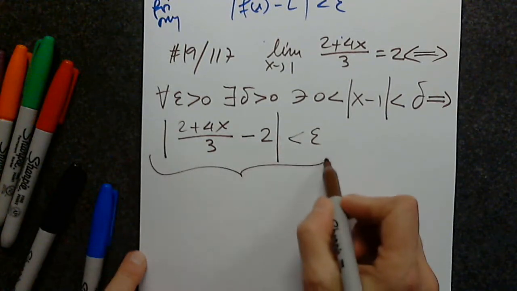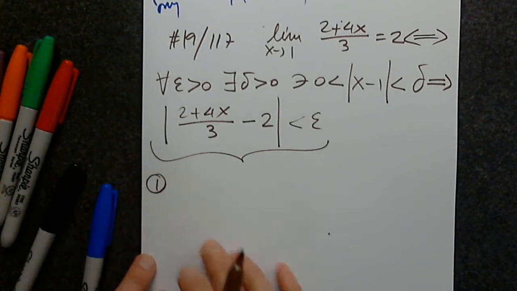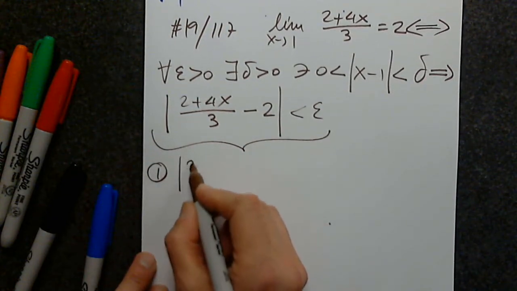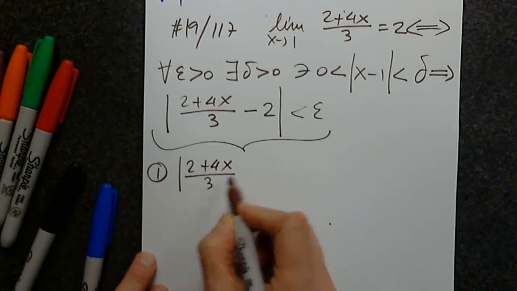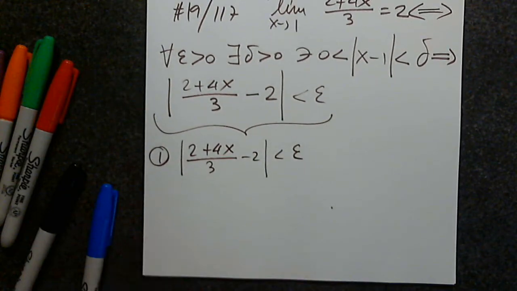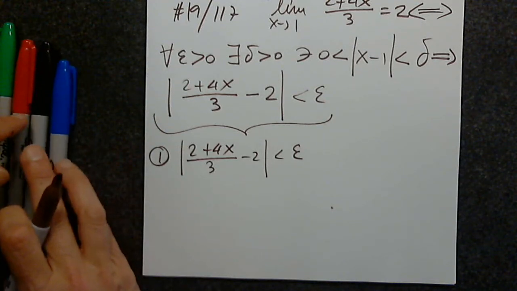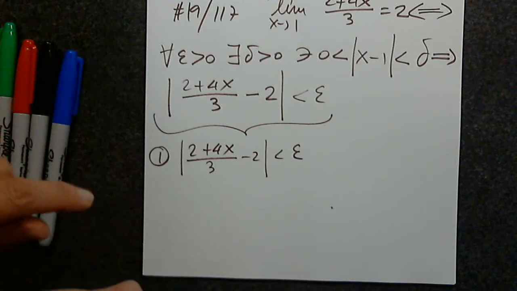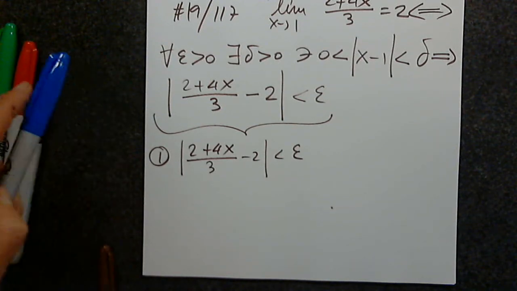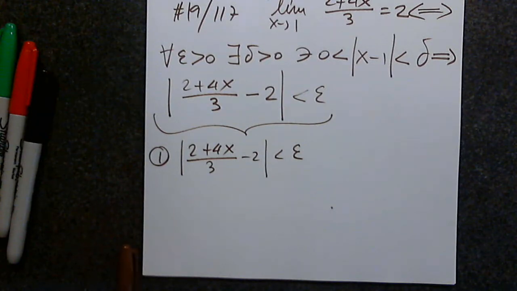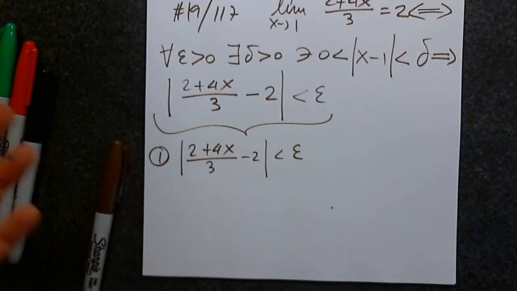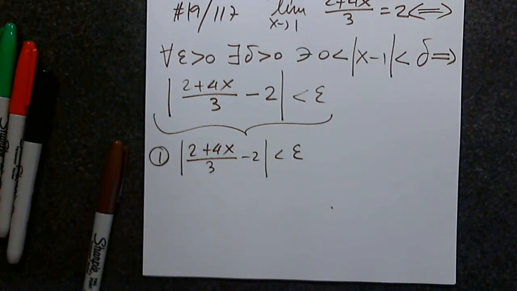So here's how we prove this. We start from the end. So this is step 1. We start with the absolute value of (2 plus 4x) divided by 3, minus 2, less than epsilon. And we look at this, and what will you do? If you know nothing about calculus, what will you do? I find the domain. I have two fractions to subtract. If I know nothing, I will still subtract those two fractions. Of course, there is nothing else.